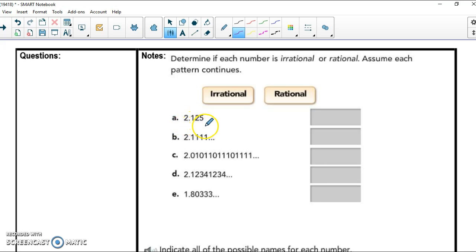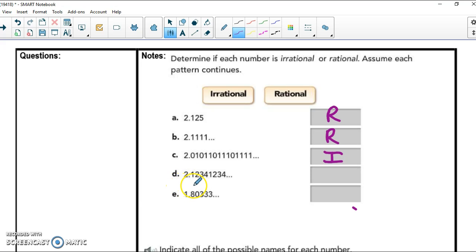So 2.125. I see that this decimal has a clear end, so I'm calling it rational. On letter B, 2.1111, and it looks like it continues forever. I know that as long as it repeats, it is rational. Letter C, 2.01, 011, 0111, 01111, a definite pattern. I'm increasing the number of ones each time, but it's not a repeating pattern, so it's irrational.